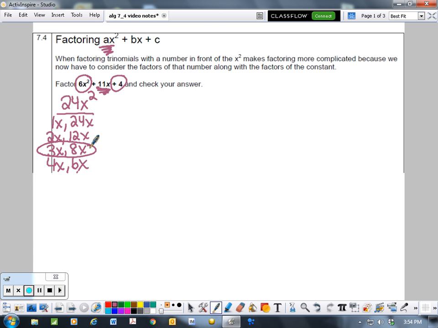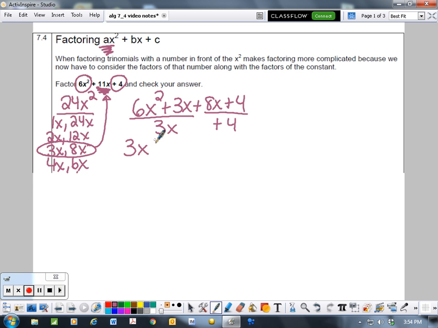So now we're going to go ahead and factor by grouping. So I'm going to replace this with the 2 that I separated it out to. So now this is 6x squared plus 3x plus 8x plus 4. And then I'm going to take the first 2, find my common factor, which is 3x. I'm going to take my last 2, find my common factor, which is 4. And then I factor out that common factor.